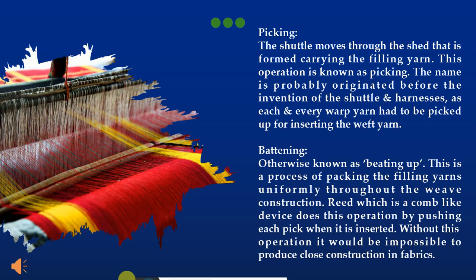Battening, otherwise known as beating up: this is a process of packing the filling yarns uniformly throughout the weave construction. The reed, which is a comb-like device, does this operation by pushing each pick when it is inserted. Without this operation, it would be impossible to produce close construction in fabrics.